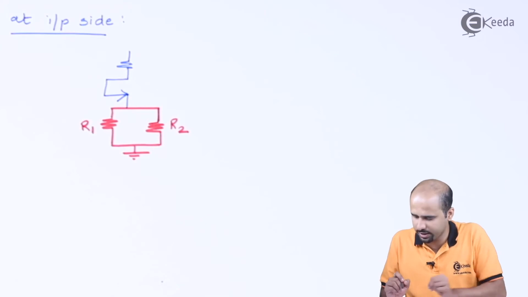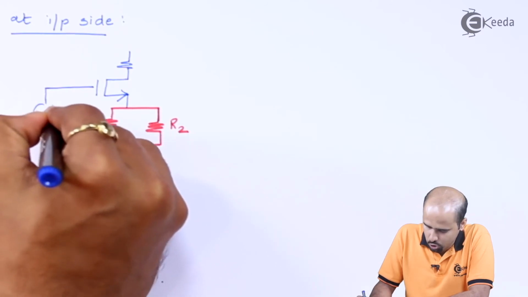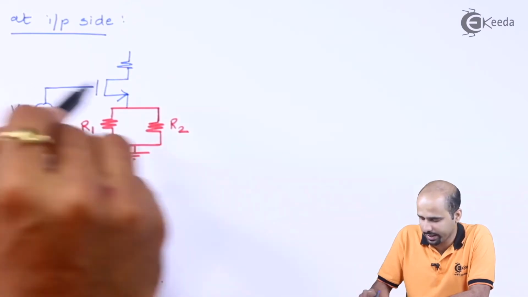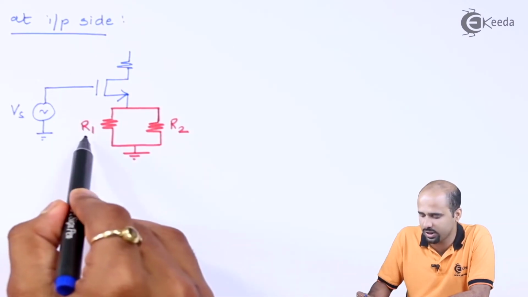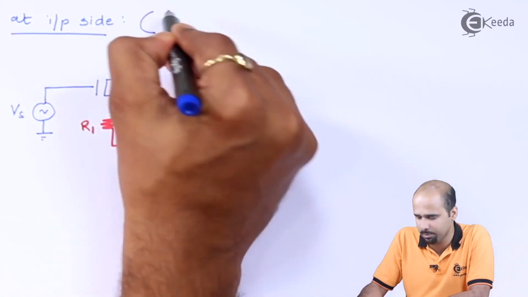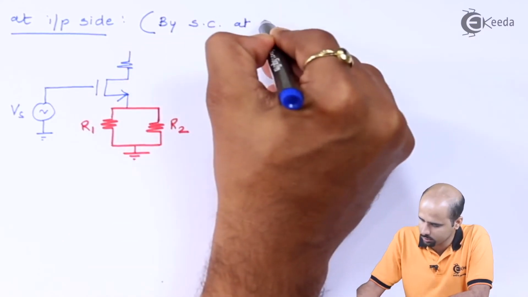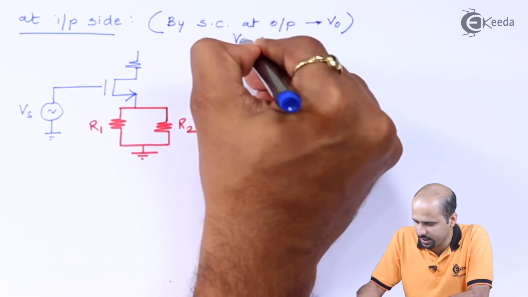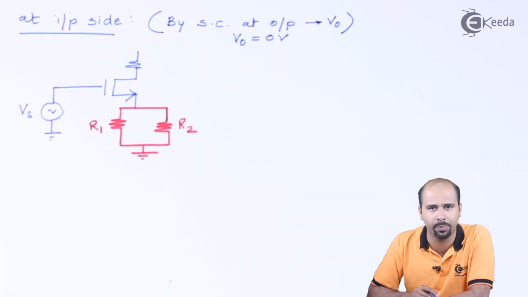This is your circuit at the input side. Whatever I'm getting, all the rest of the things will be as they are. So this is your input Vs with respect to ground connected to the gate of the first stage, and whatever emitter side I am modifying, that is nothing but the combination of R1 and R2 parallel in nature. So this is being done by short circuit at the output, that is VO. So I will say that VO is equal to 0 volts, then only is it possible to have R1 and R2 in parallel combination.